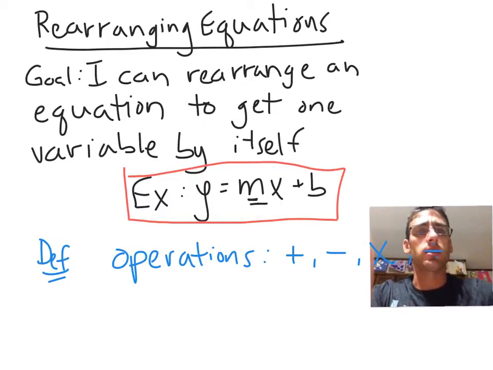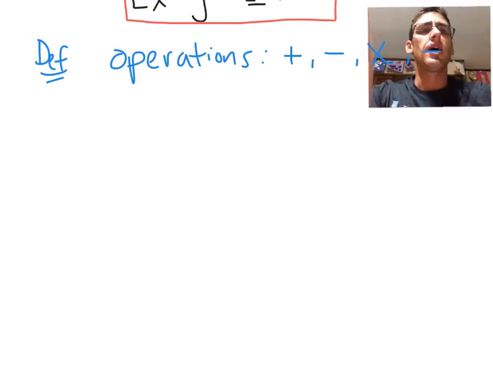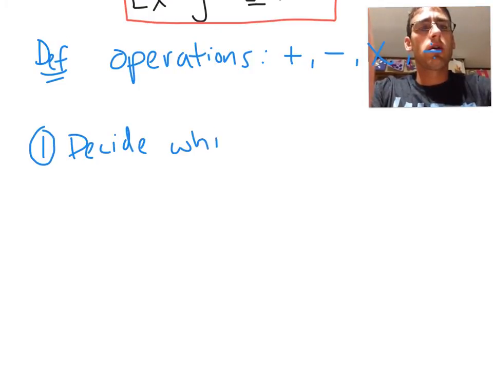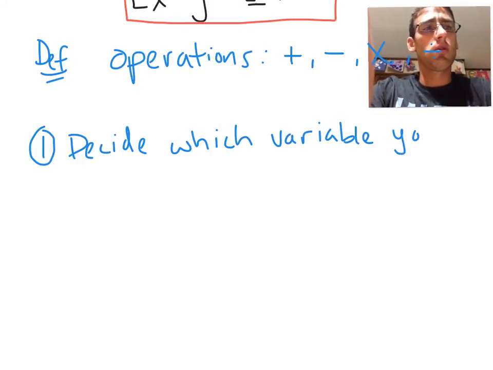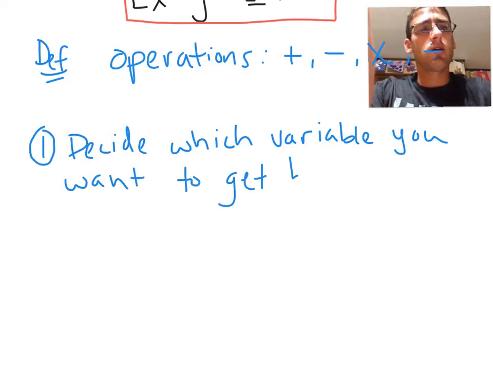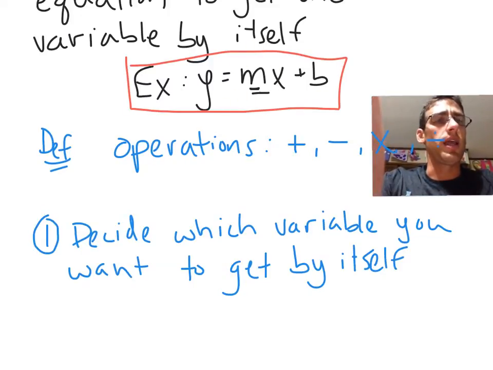I'm going to slide this down, slide that up. Okay, so we're going to use those words, operations. So whenever we want to do this whole process, we're going to start off with step one. Step one is going to be this: decide which variable you want to get by itself. Okay, so in our example up here, y equals mx plus b, we've already finished number one, and we said we want m by itself.